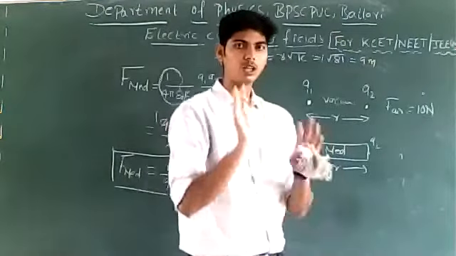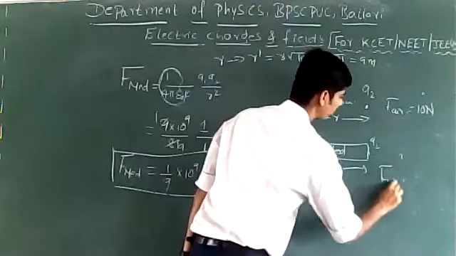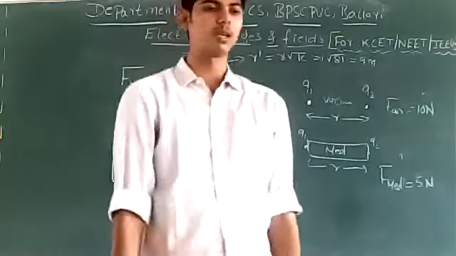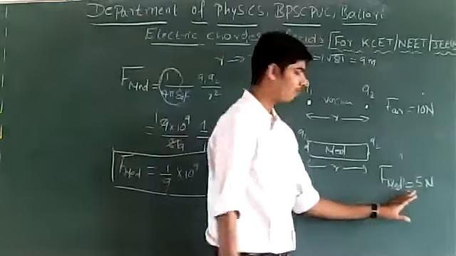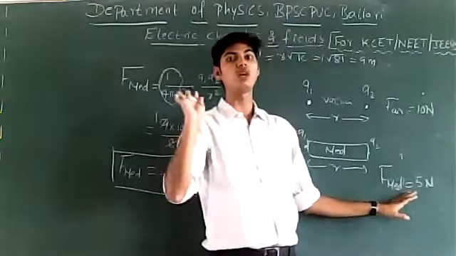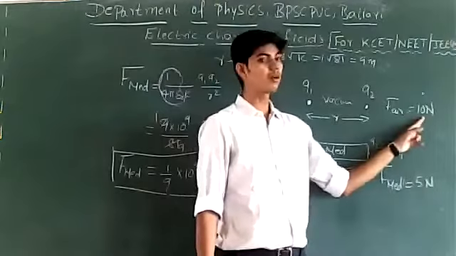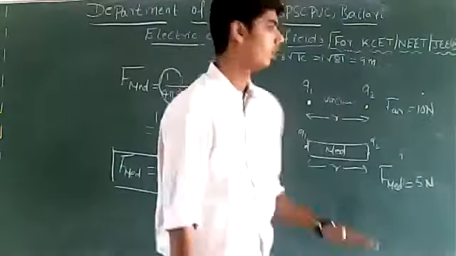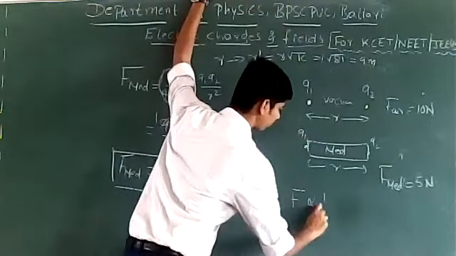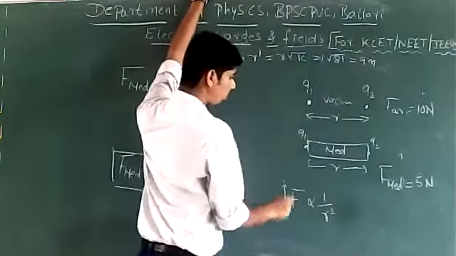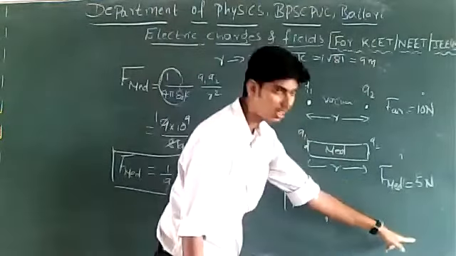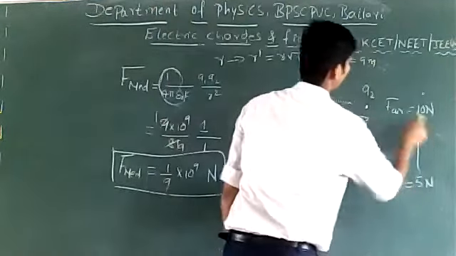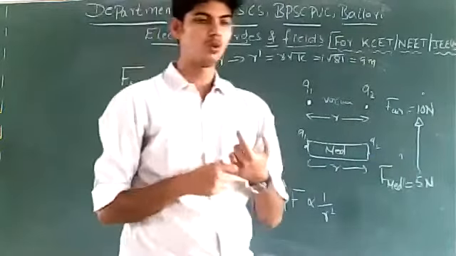I do not change the distance, I only introduce the medium. As soon as I introduce the medium, the force decreases. Let us suppose it becomes 5 Newton. As soon as the medium is introduced, it becomes 5 Newton. But I do not want it to be 5 Newton. If it has become 5 Newton, what should you do? You should make it 10 Newton again. How do you increase it? You need to increase the force now. As soon as the medium is introduced, what happens to the force? It decreases. You need to now increase the force from 5 to 10. Then what do you do with the distance?